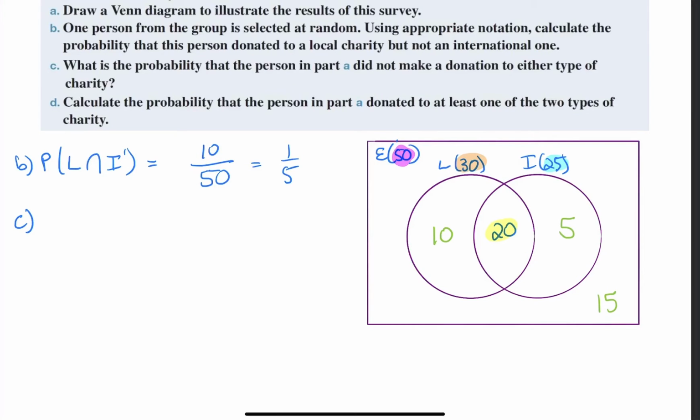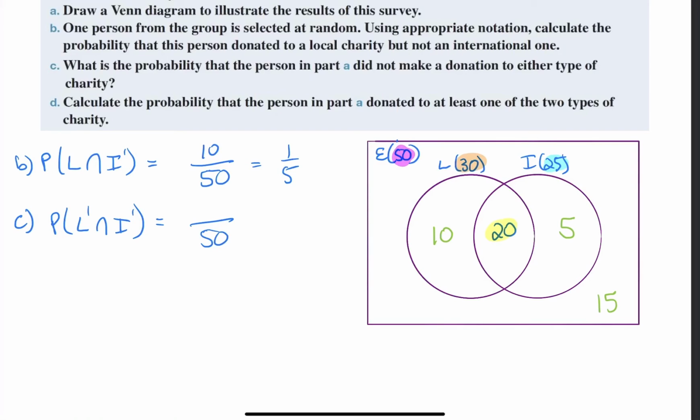For question C, they say, what is the probability that the person in part A did not make a donation to either type of the charity? So out of this, in part A, so people in this Venn diagram, what's the chance that they didn't give to any one of them? So the probability is not L and not I. So probability of not having any of that, and that is again out of 50 people.